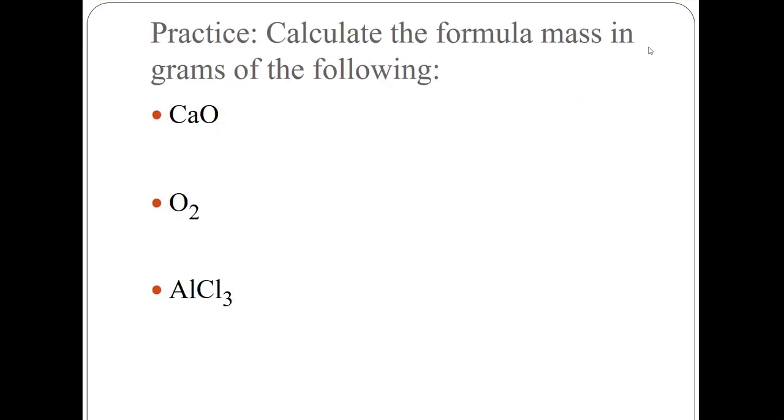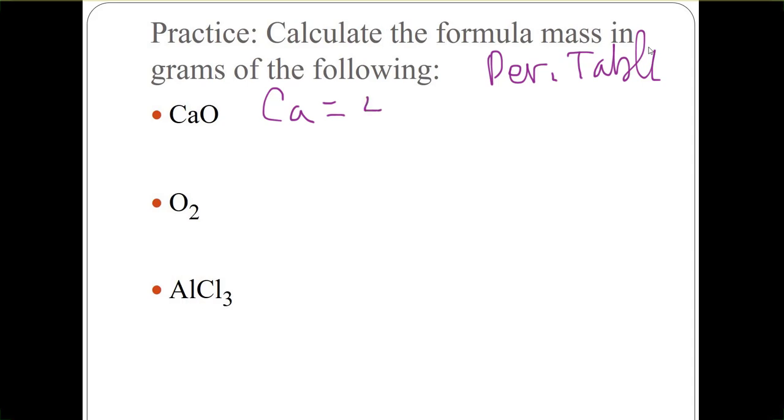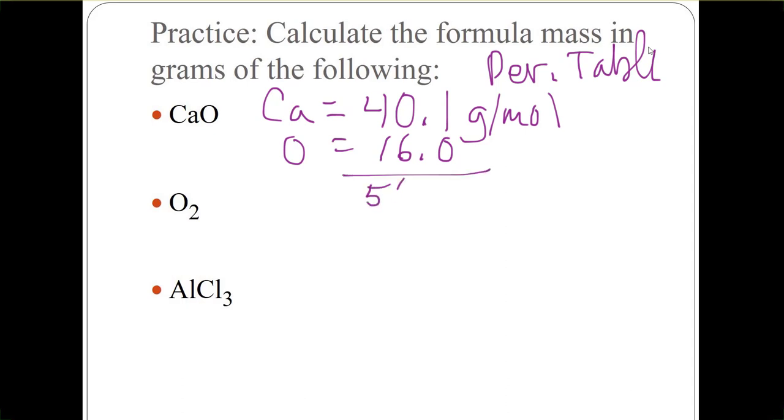All right, so let's practice. We're going to calculate the formula mass in grams of each of the following. So looking here, we have calcium. And again, I'm going to look at the periodic table. So I'm just not pulling these numbers from the air. I'm actually looking these up. So if you look at calcium, if we round to 3 sig figs, we get 40.1 grams per mole. And oxygen, looking that up, is 16. And I just add them up. So I have 56.1 grams per mole.